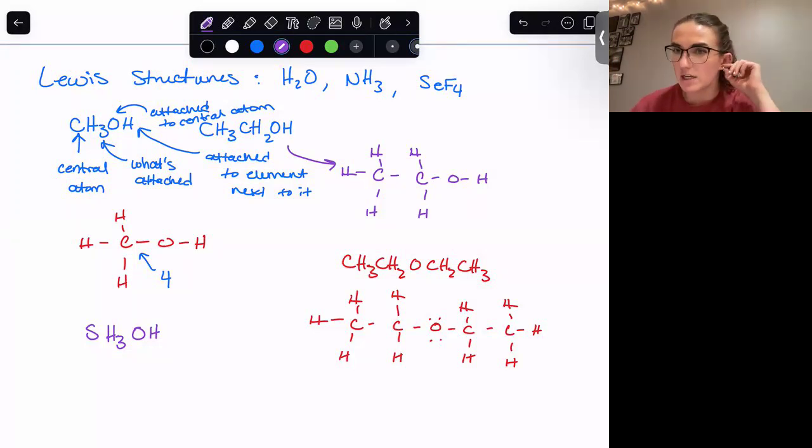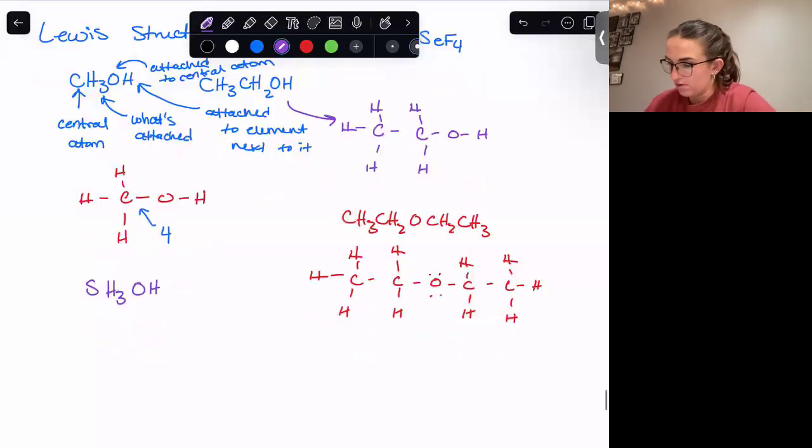Yep, and this is usually what we write for hydrocarbons or just organic material that has carbon, hydrogen, and then maybe 1 or 2 other elements. So you shouldn't see anything too crazy where you're going to be attaching it back to the central atom.